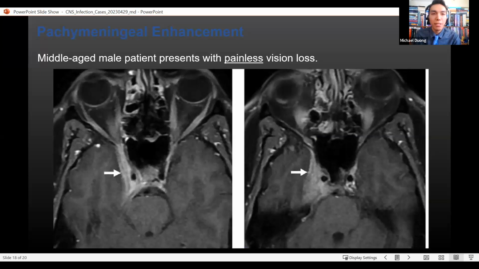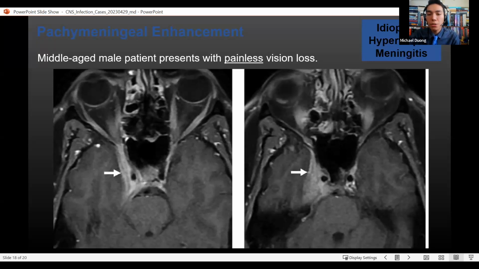And then two companion cases, both involving ophthalmic and orbital pathologies. So this is a middle-aged gentleman who had vision loss acutely that was painless. And you can see pachymeningeal enhancement involving the cavernous sinus and the optic nerve. This person with painless vision loss ended up having idiopathic hypertrophic meningitis.